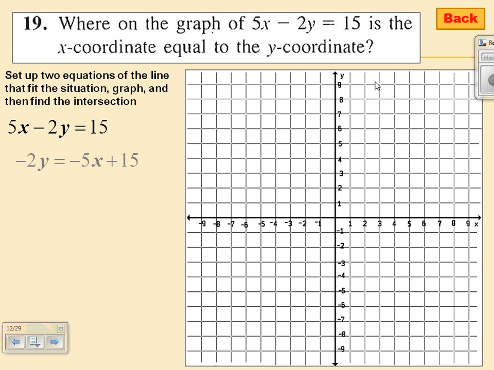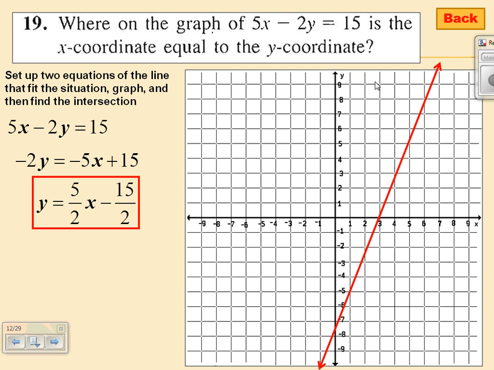I subtract 5x from both sides, divide both sides by -2, and I get this equation of a line. And remember, it's kind of difficult, but you've got to try your best. How do I do the y-intercept of -15 over 2? Well, that's -7.5. And the line will look like this.